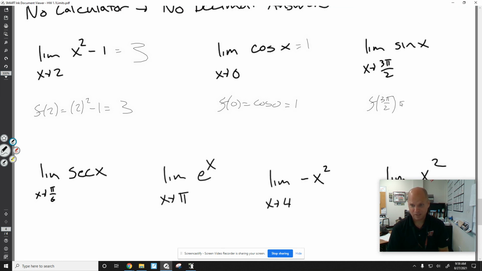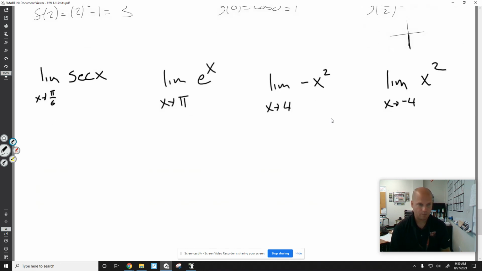Plug in something a little bit to the left of 3 pi over 2, a little bit to the right of 3 pi over 2. It's just like plugging in 3 pi over 2 into sine. Sine of 3 pi over 2 is negative 1. Why? You're going down. Y distance negative 1. And the others are the same way. Just plug in pi over 6. Just plug in pi.